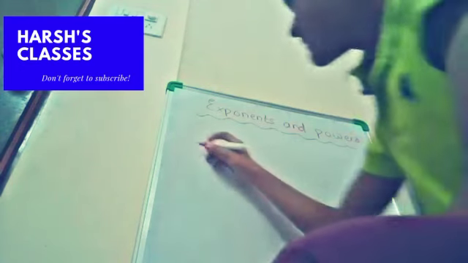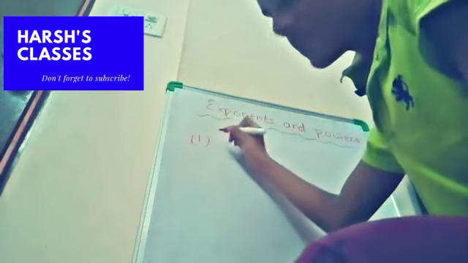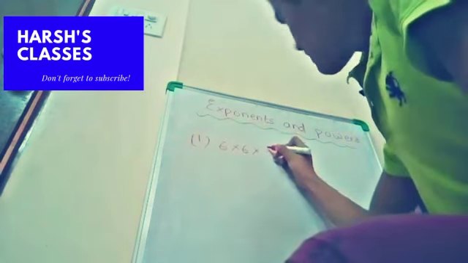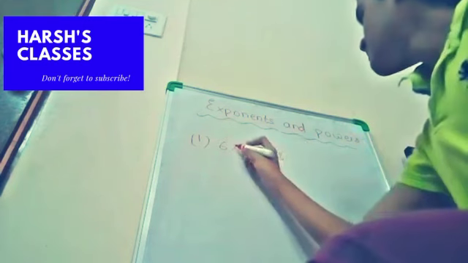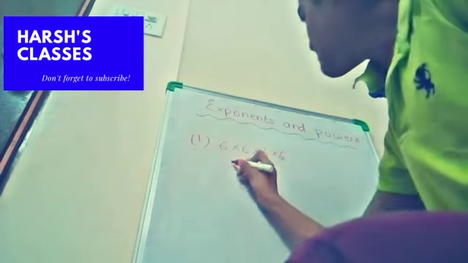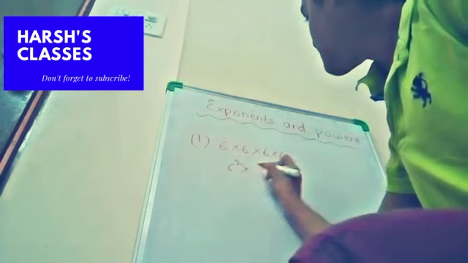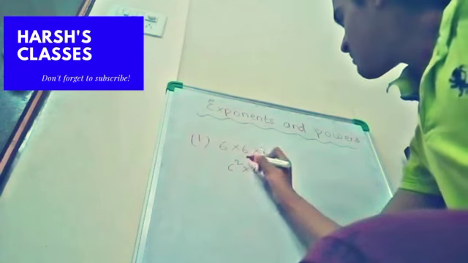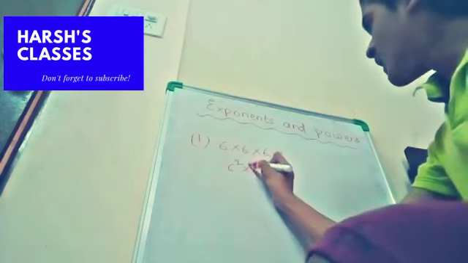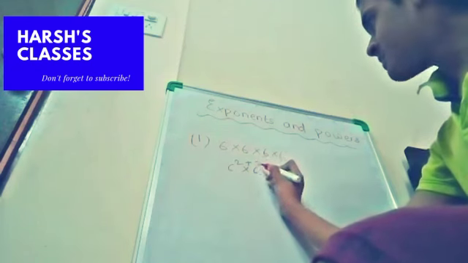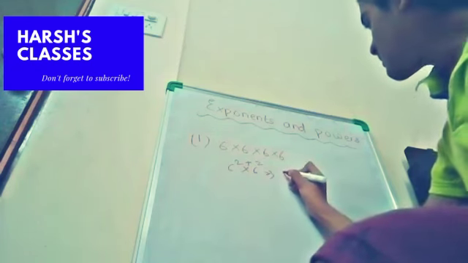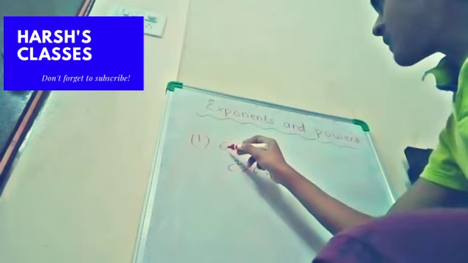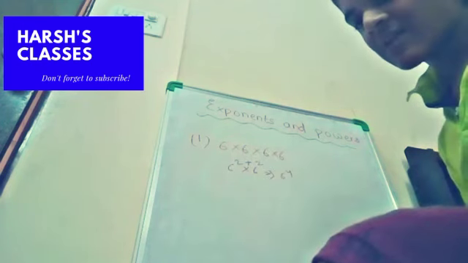So let's try to solve all of them. First question is 6 into 6 into 6 into 6. So 6 multiplied 2 times, so 6 to the power 2 into 6 to the power 2. When the bases are the same, while doing multiplication we have to add the powers, and while doing division we have to subtract the powers. So 2 plus 2 gives you 6 to the power 4. Here also 6 is multiplied by itself 4 times: 1, 2, 3, 4. So 6 to the power 4.